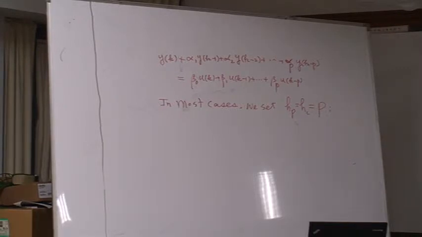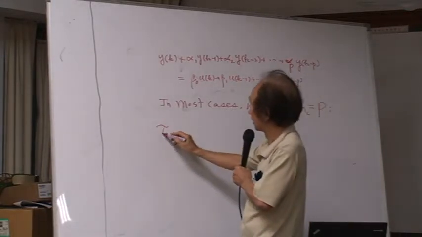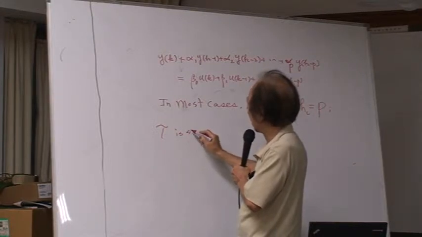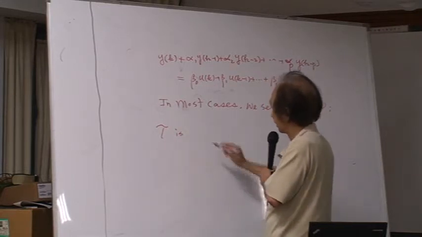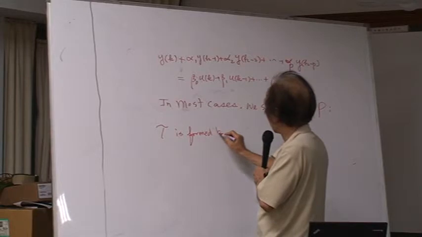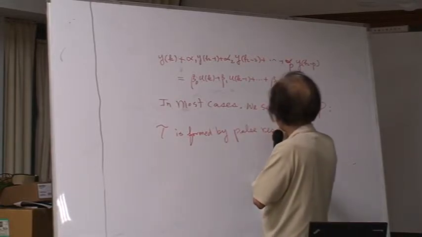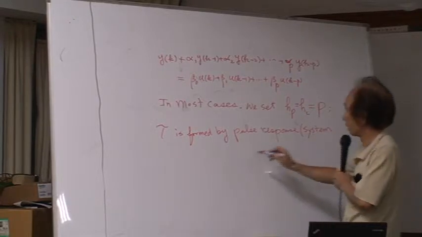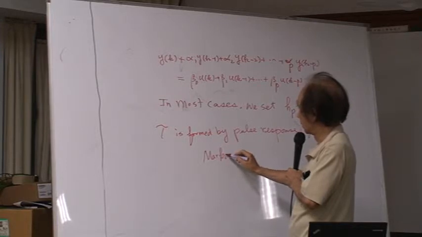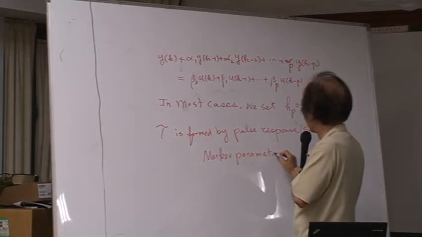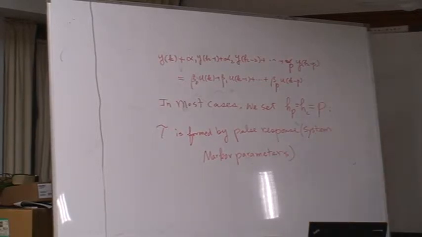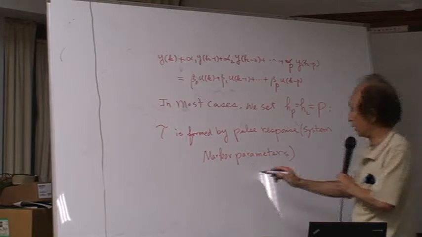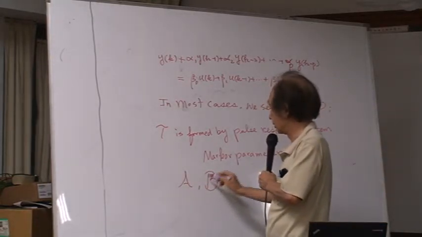I explained to you already that this tau is formed by pulse response, right? And in system ID, the pulse response we call system Markov parameters. So T is formed and is invariant, meaning it won't be changed if your system doesn't change. So that's T. However, the A and B are not.